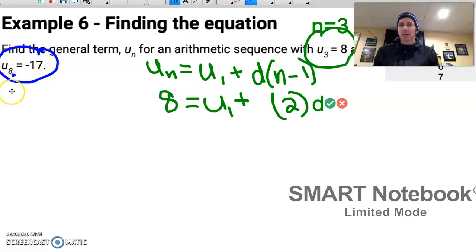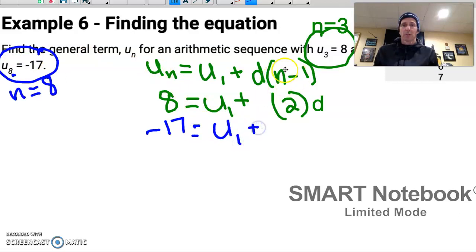So again, in this particular one, n is equal to 8, and this is the 8th term. So I can put negative 17 right here as the term value. Still have no idea what the first term is, but I do know n minus 1. N is 8, so if I put 8 minus 1 in here, it would equal 7, and I don't know the common difference. But what I have now is a system of equations, and I'm trying to solve for both the first term and the common difference.